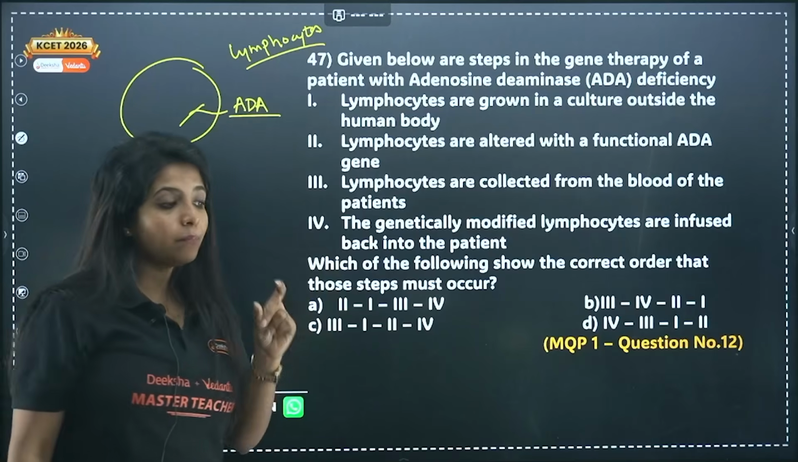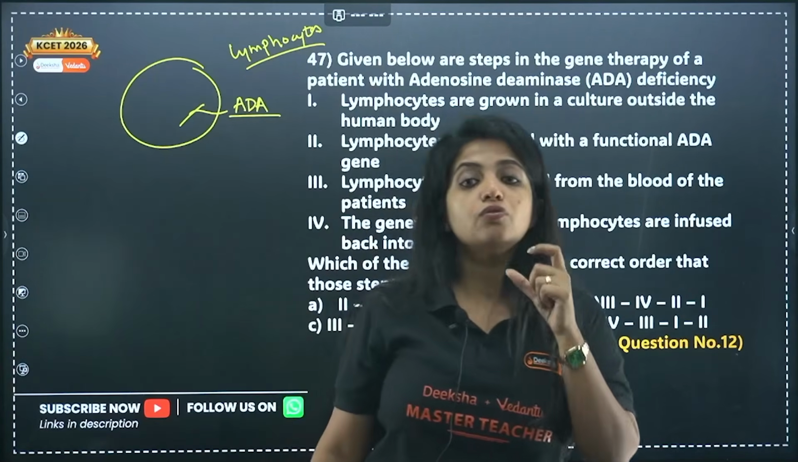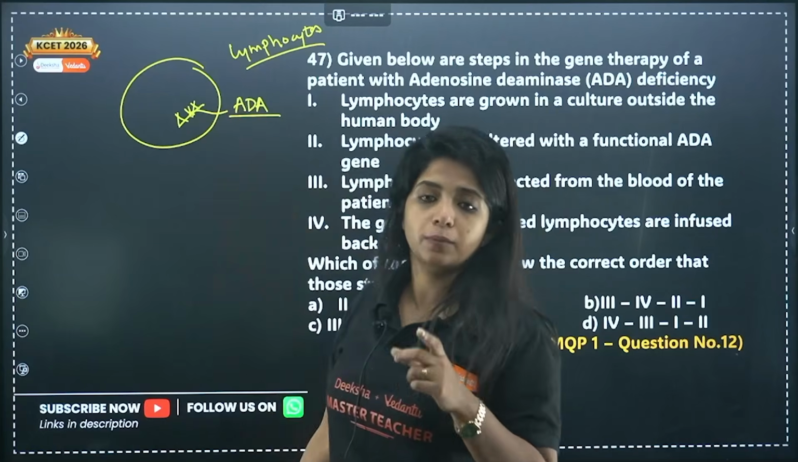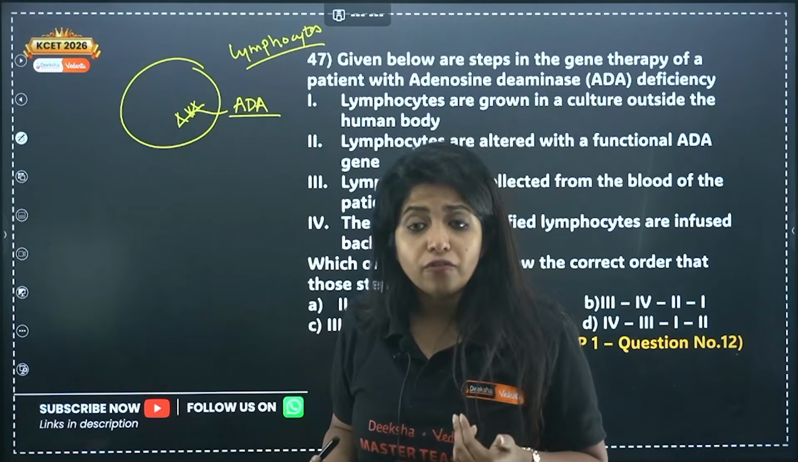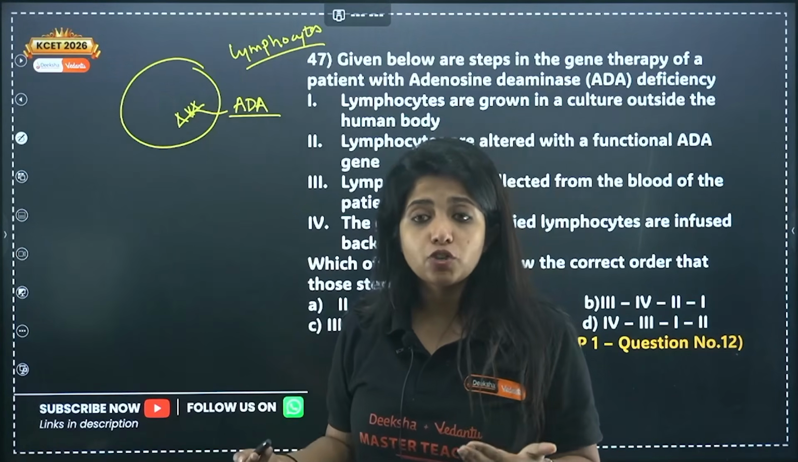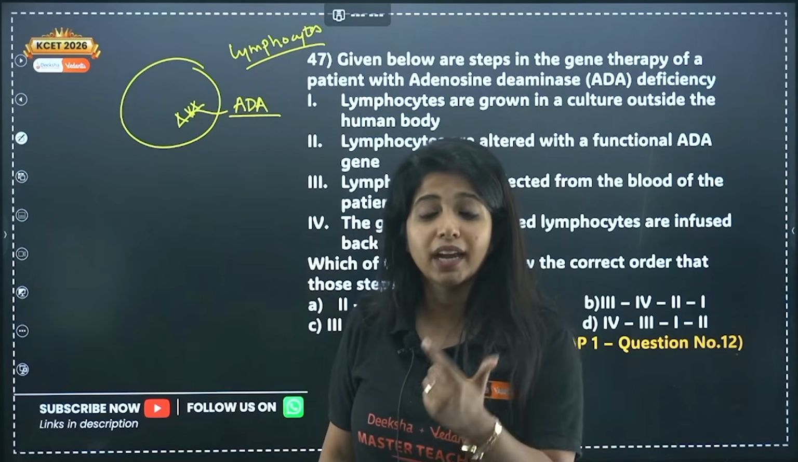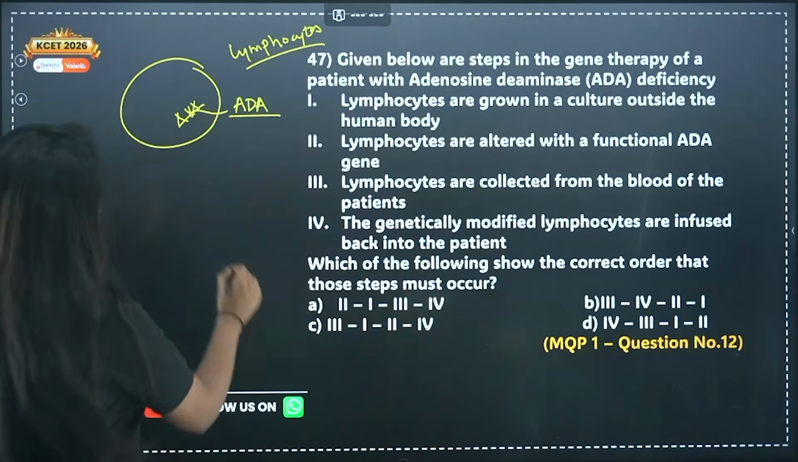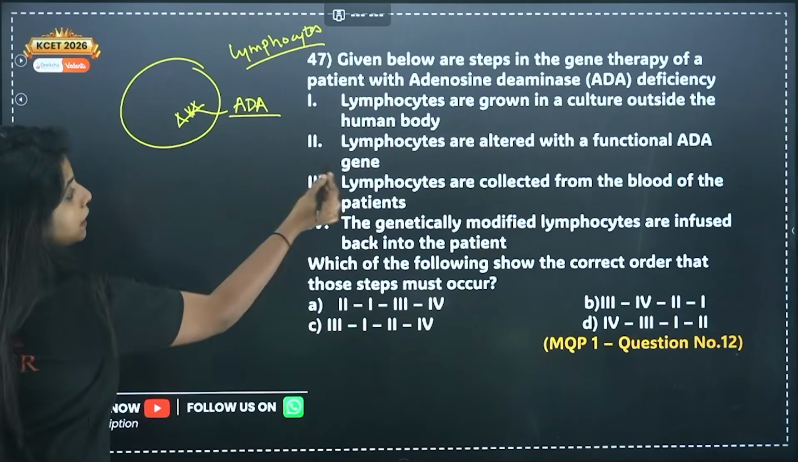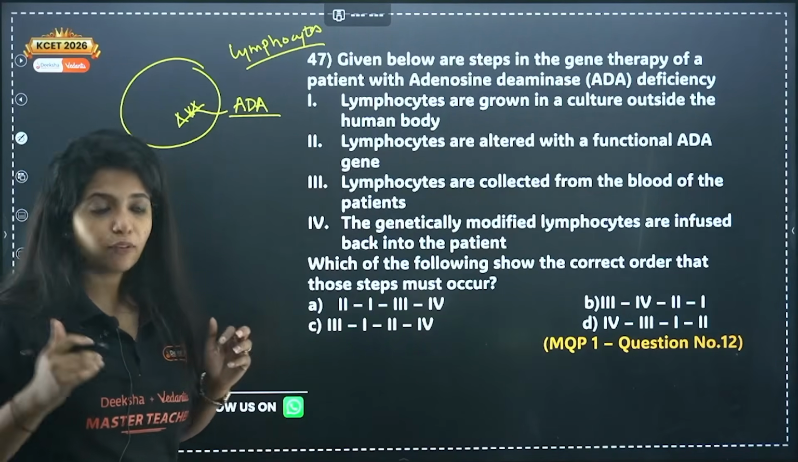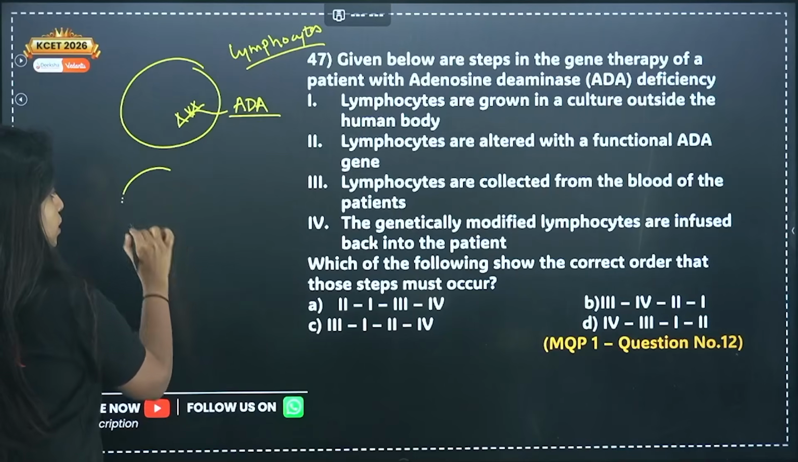Now, suppose in my lymphocytes there is no gene because some deletion mutation has taken place. Obviously, I would not be able to survive much longer. Why? Because my immune system is not going to work that great. So, what can I do? Why not take the lymphocytes from my body? First of all, take the lymphocytes from my body. So, the first step is taking the lymphocytes from the body.